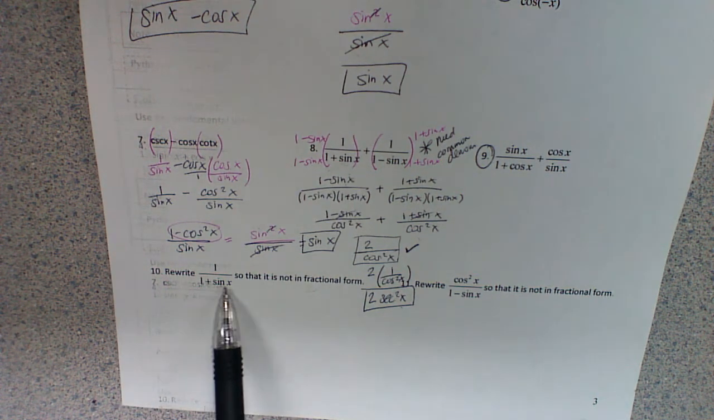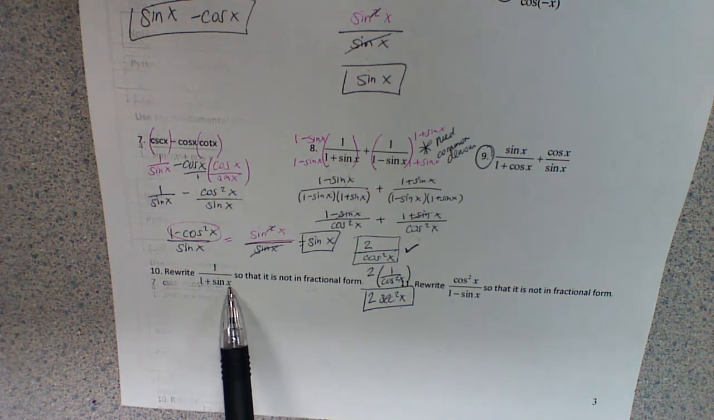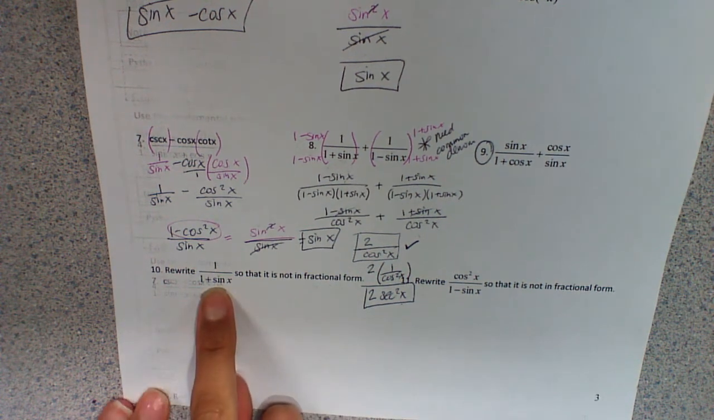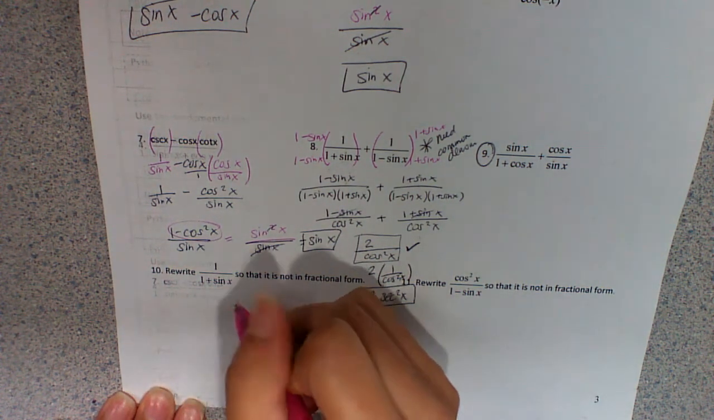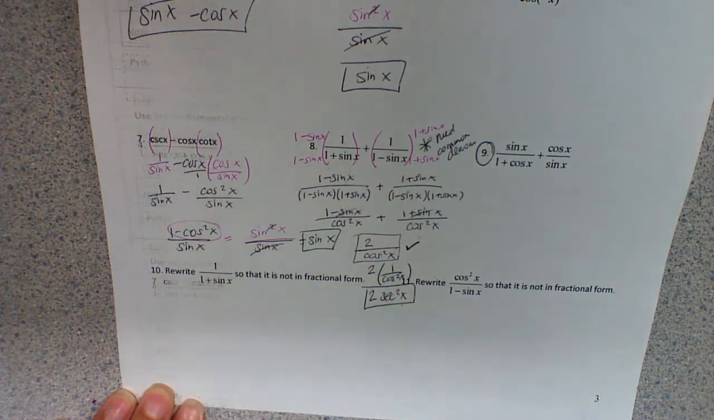So what we want to do is somehow get this 1 plus sine out of the bottom so that there's no longer a fraction. So now there's no square that I can work with. I can't really use the Pythagorean theorem right now, but I can force this to become something that I can use the Pythagorean identity on. So what I'm going to do is multiply top and bottom by the conjugate of the bottom.